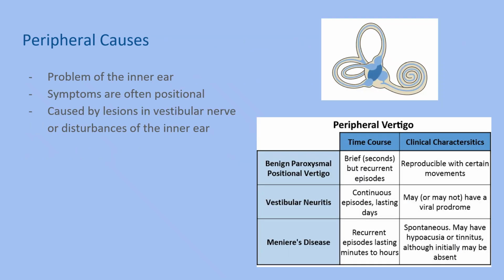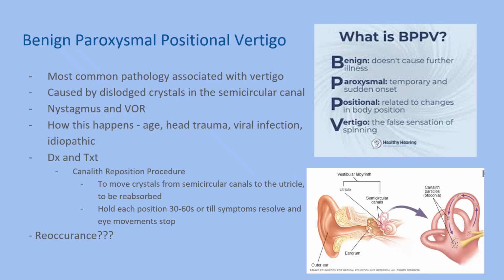Peripheral causes of vertigo are caused by problems with the hardware of the vestibular system. It's often positional, and it's caused by lesions in the vestibular nerve or disturbances of the inner ear. BPPV is the most common pathology associated with vertigo. It stands for benign paroxysmal positional vertigo.